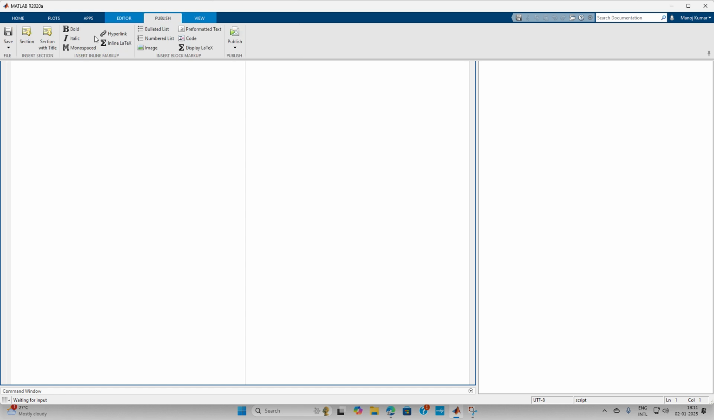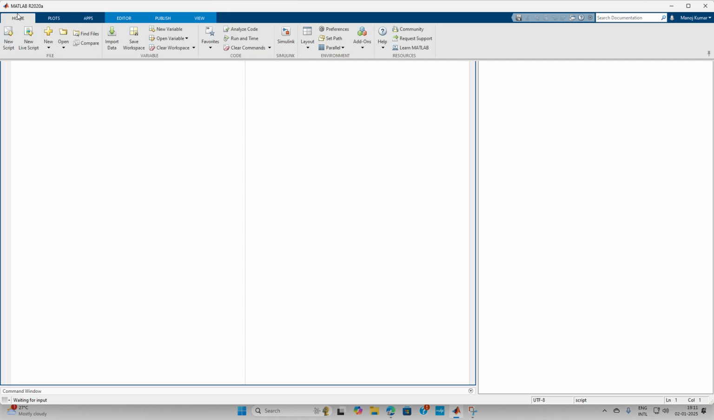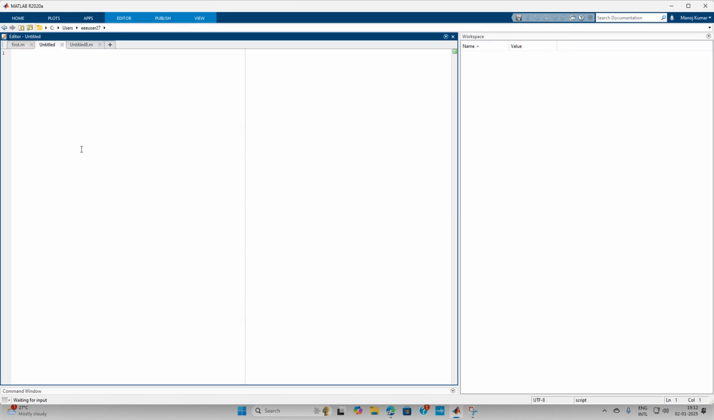Next one, publishing. These are the publishing options, bold, italic, which is one of the stylish methods. And finally, view options. In this view option, we can arrange the layout left, right, or top to bottom. These are some of the views. Additionally, now we are going to discuss how to type the program.